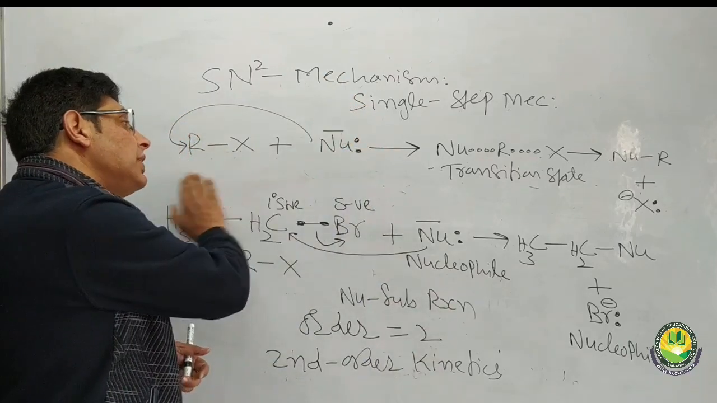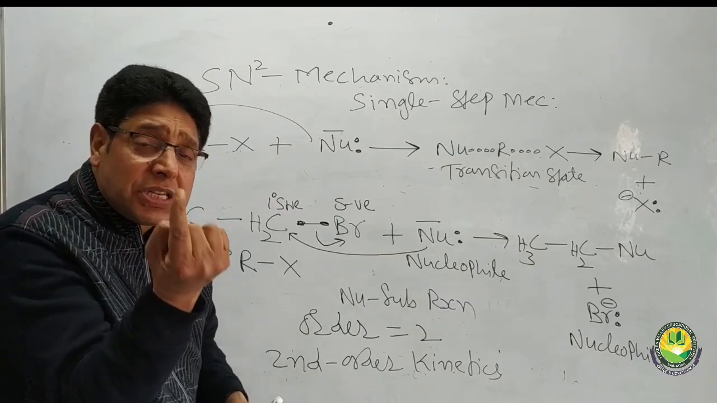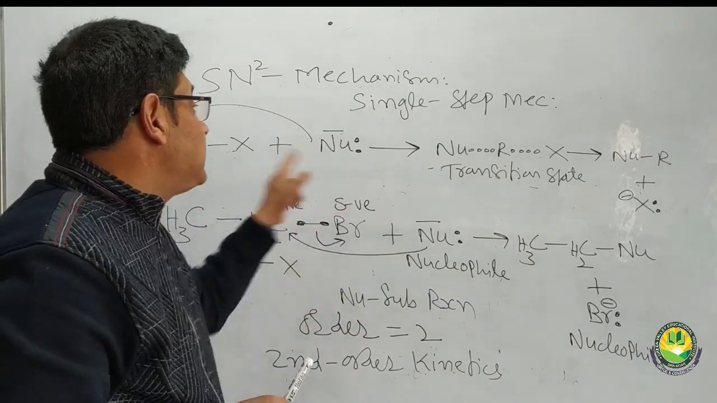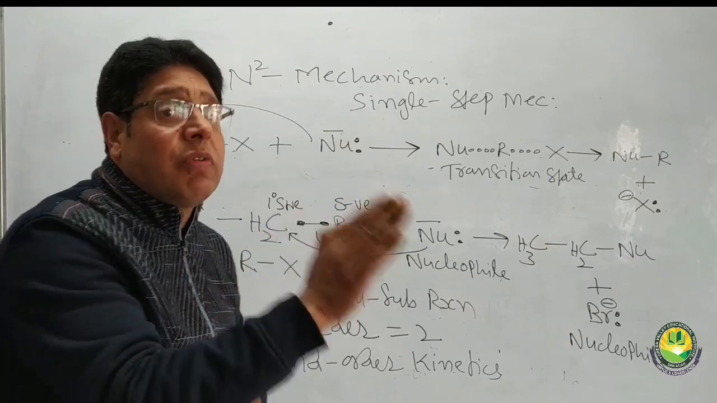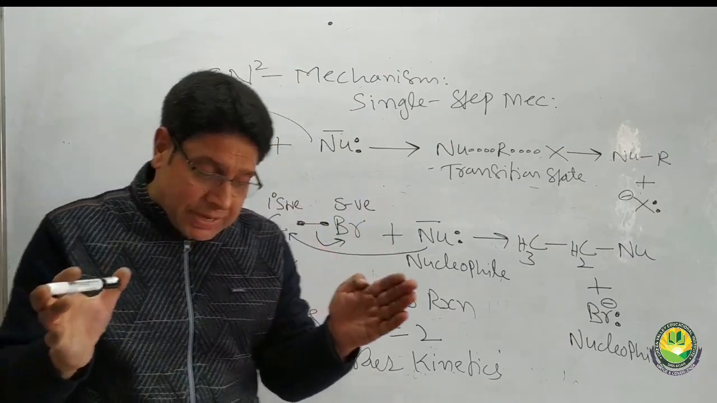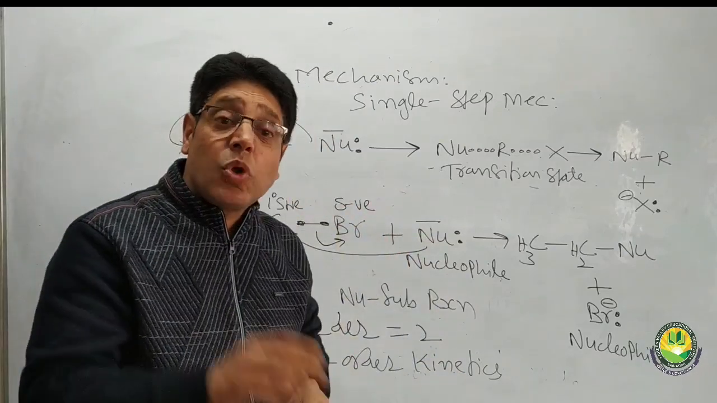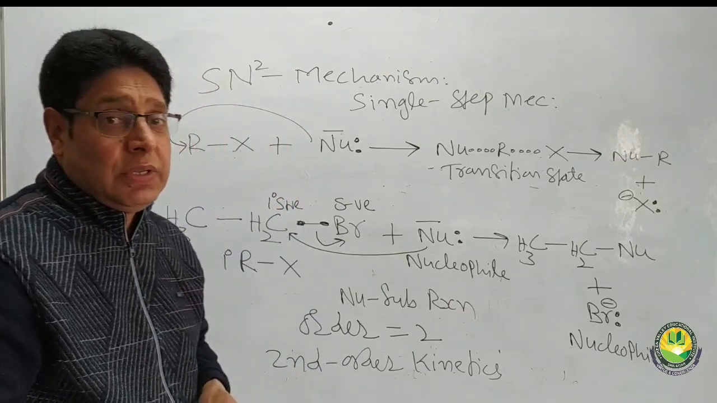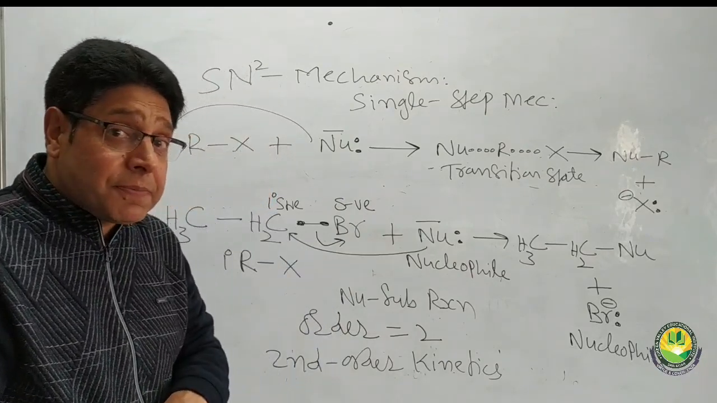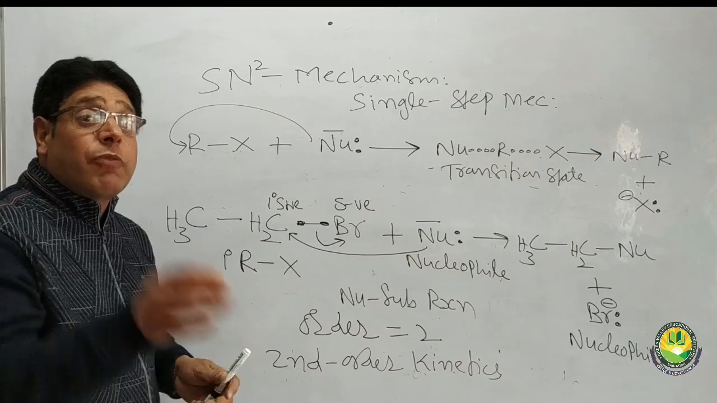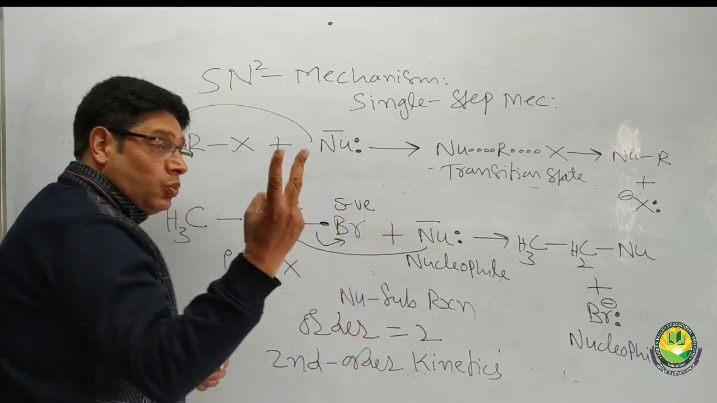Since the mechanism involved is single step, only one step is involved in the mechanism of this reaction, and that step is the rate determining step. Since in the rate determining step both reactants are involved, alkyl halide as well as nucleophile, therefore speed will definitely depend upon both reactants, hence order of the reaction is 2.